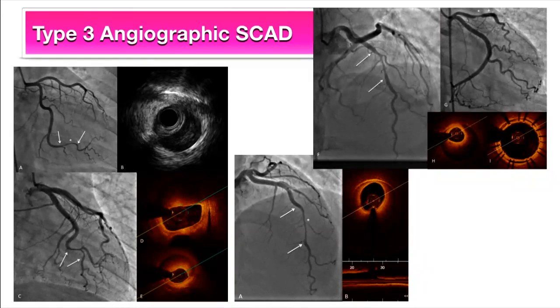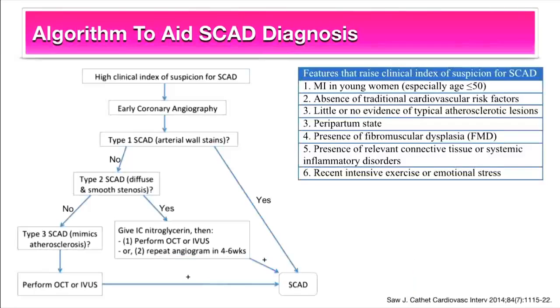Now, these are other examples of type 3 angiographic appearance of SCAD. Unfortunately, for type 3, because they appear like atherosclerosis, further imaging with intracoronary imaging is recommended for diagnosis.